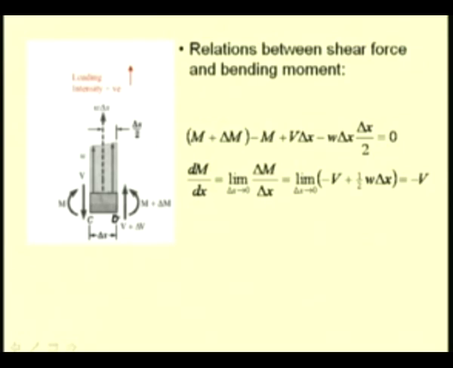We are taking the moments about this point D, minus the moment of the load about this point. So, we are considering an equivalent load passing through its centroid. So, we have minus W delta x into delta x by 2, and in the limit we get the relation between dM by dx equal to minus V.